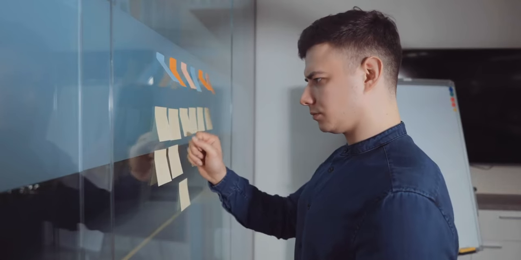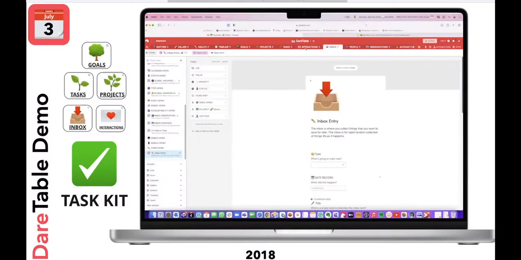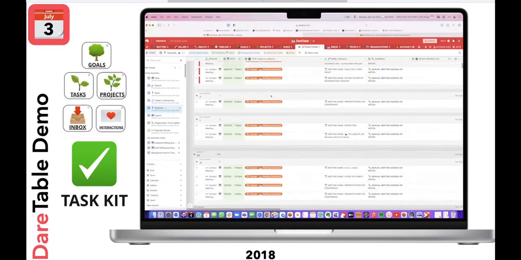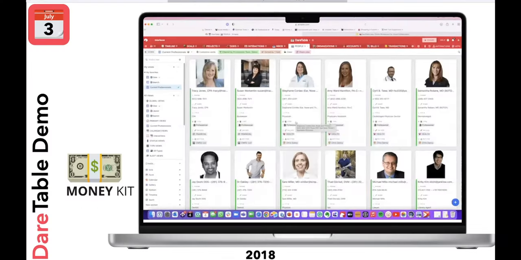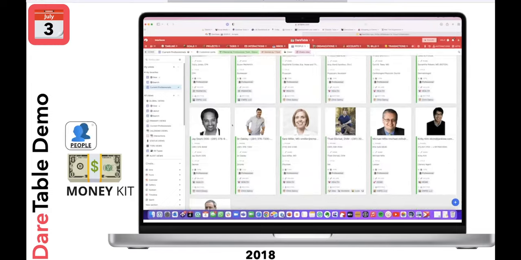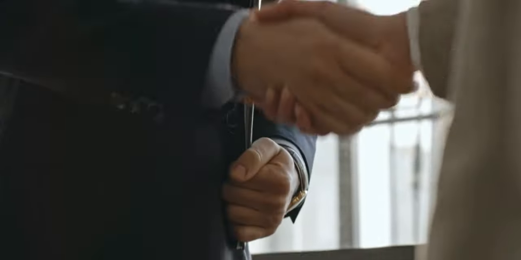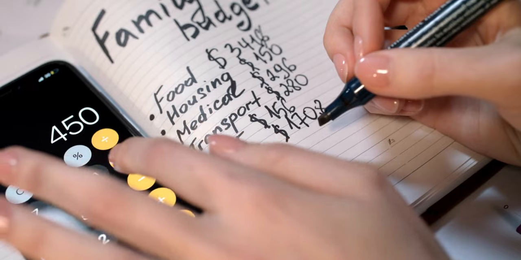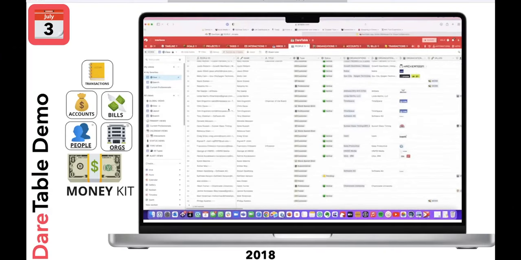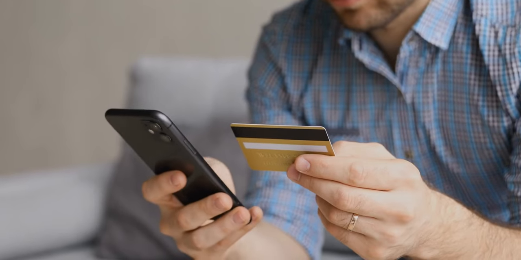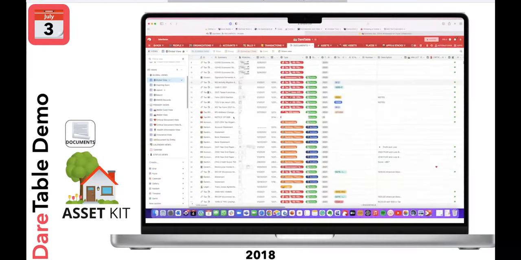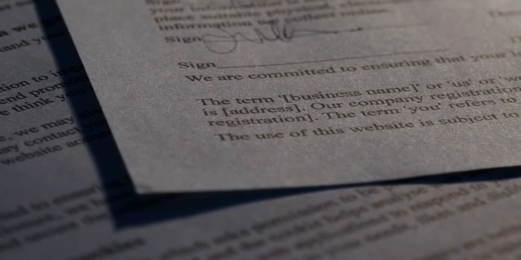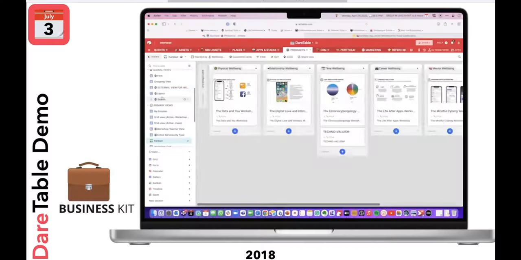The next system we built was Task Kit. So that system was super important to help us understand what we were going to focus on, what goals we were going to set, what tasks. The next system was called Money Kit. That included the people in our lives, the organizations we worked with, our financial accounts, our bills, our transactions. And there's lots of applications to sync these types of things. The next one was called Asset Kit, which had our documents, our physical assets, where they're kept, the apps we use.